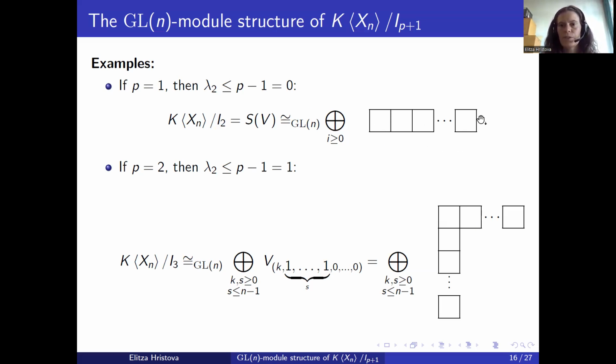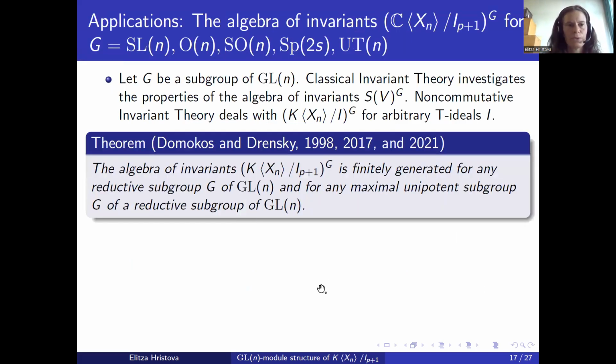We have that the first row of our Young diagram can grow, but there are only zeros from the second row on. And similarly, when we take K of xn mod I3, then we have these hook-shaped diagrams. And our theorem says that lambda 2 should be bounded by the number 1. And this is exactly what happens. The first row can grow, but from the second row on, we can have at most one element. And of course, as we said, this doesn't hold only in these two cases, but the exactness holds for any value of p. Okay, now we can move to the second part of our talk.